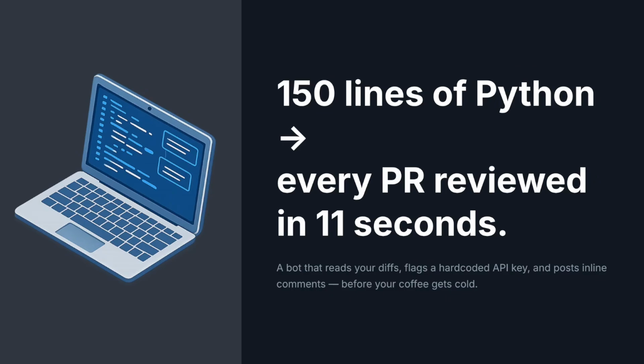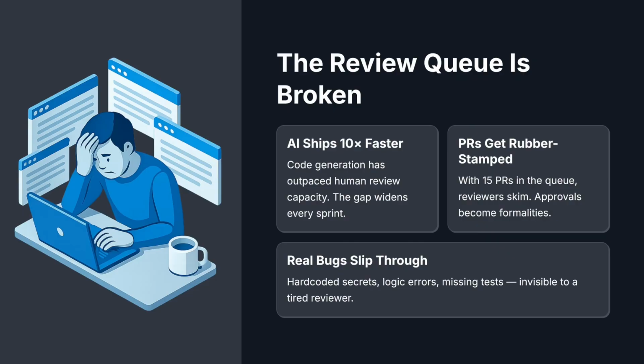This bot just reviewed a PR, dropped 4 inline comments and flagged a hard-coded API key. Everything in 11 seconds from start to finish. You know that feeling. You wake up to 15 PRs sitting in your queue. Half of them are AI generated. They look fine on the surface, but nobody has time to actually read the diffs.